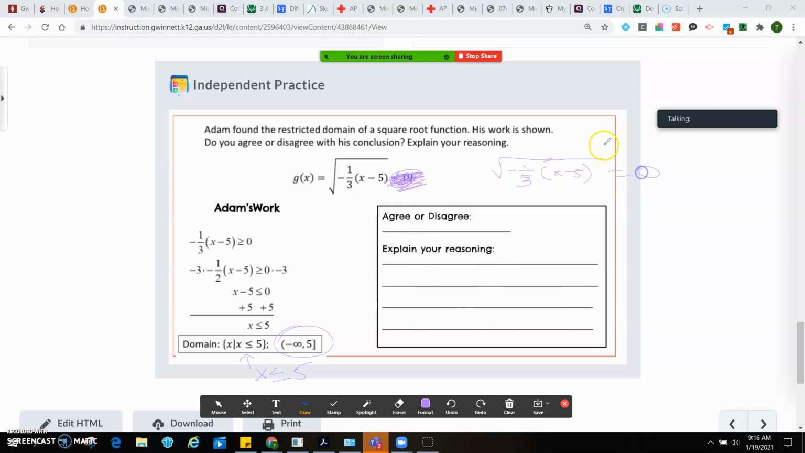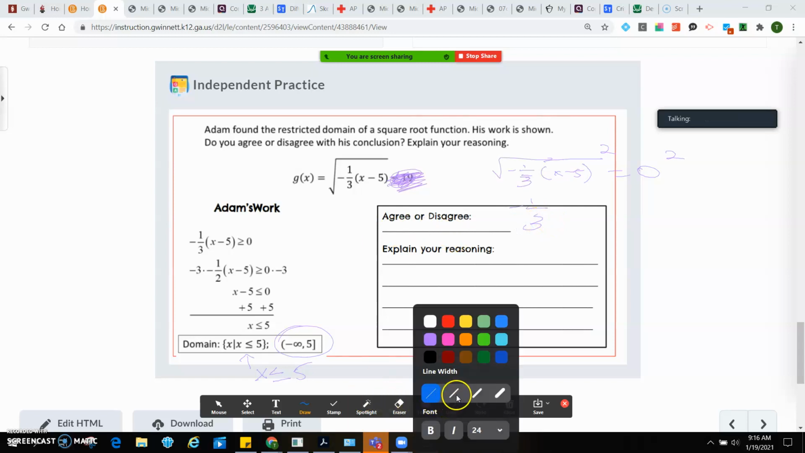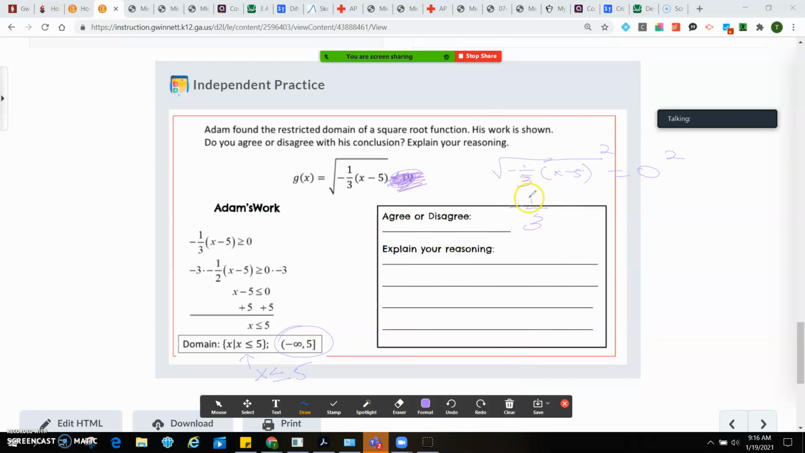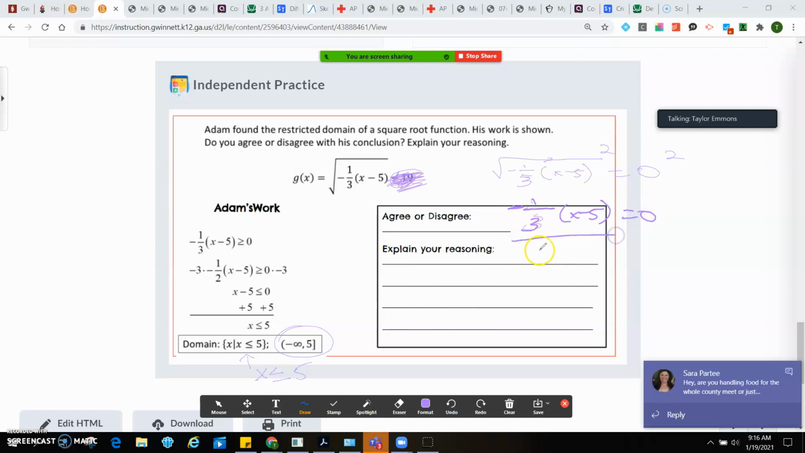Okay, and then we're going to square both sides because we want to get rid of that square root. I need to make this bigger. Hold on one second. Cool. Okay, then we're going to divide by negative 1/3. So I've got x minus 5 equals 0. And then we're going to add 5. So x equals 5, right?